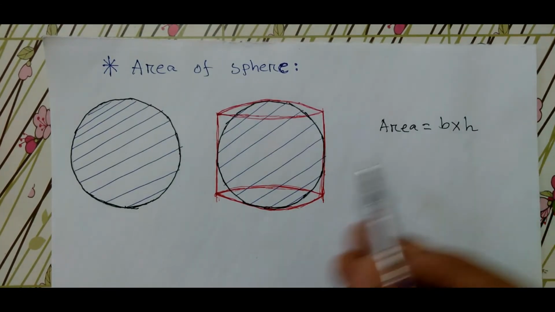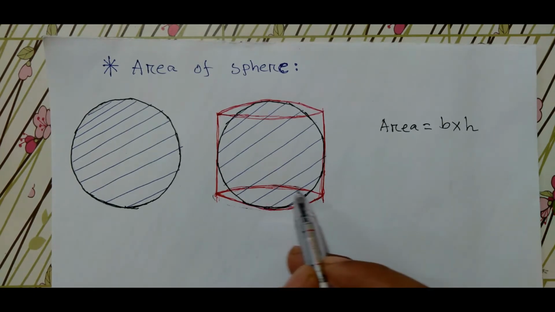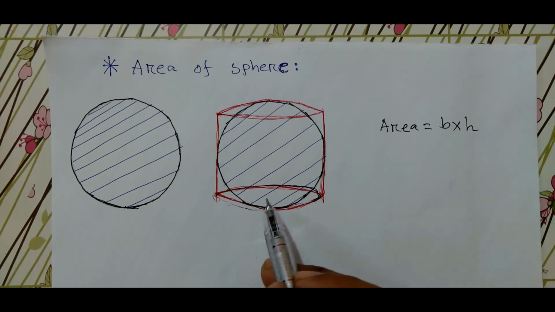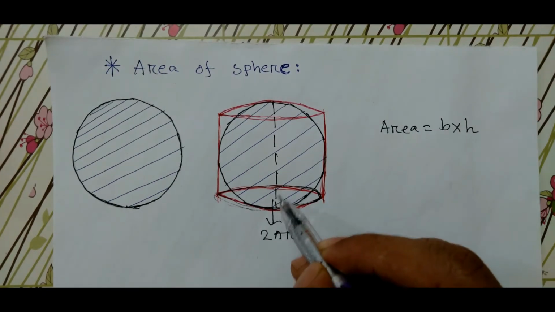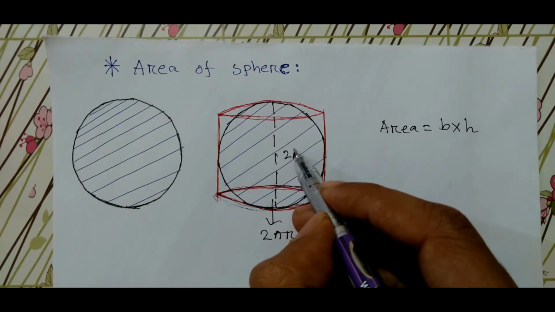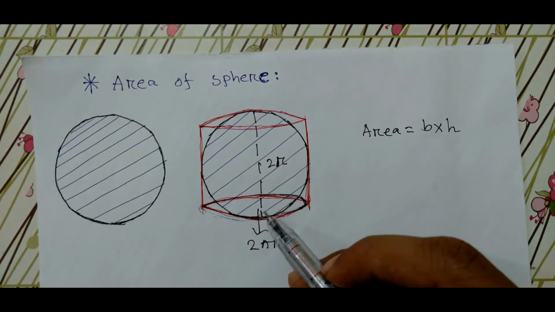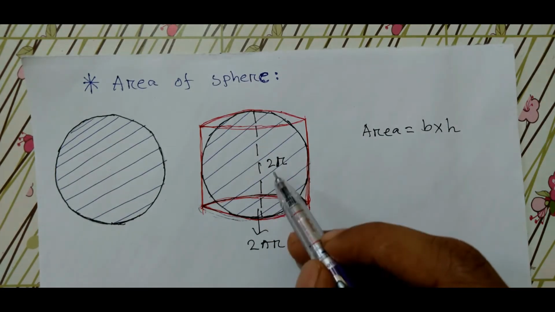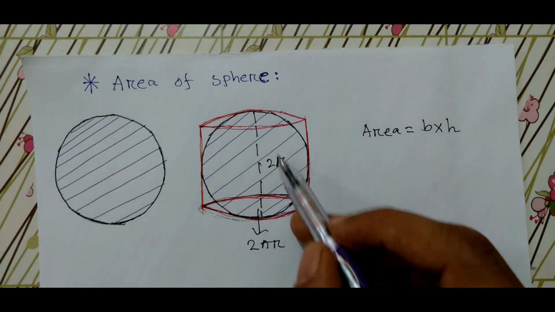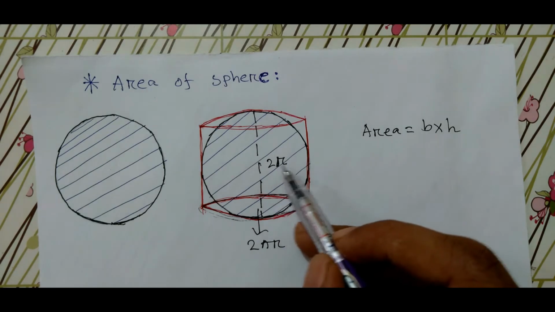So what is the base of the sphere? The base is the circumference of this circular shape. We know that the circumference of any circular shape is 2 pi r. So the base of the sphere will be 2 pi r. And what will be the height? The height will be the diameter of this sphere. We know that the diameter is equal to 2r. We know that the diameter of any sphere or any circle is 2r. So the diameter, or height, will be 2r.